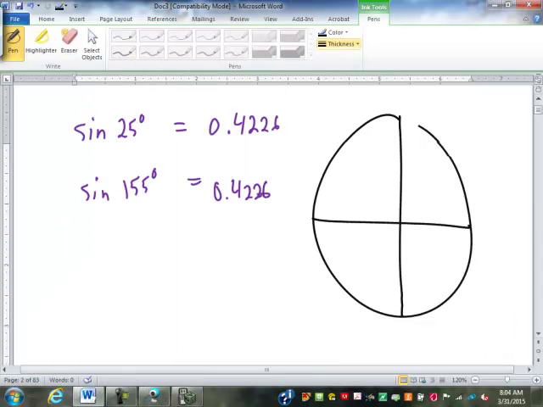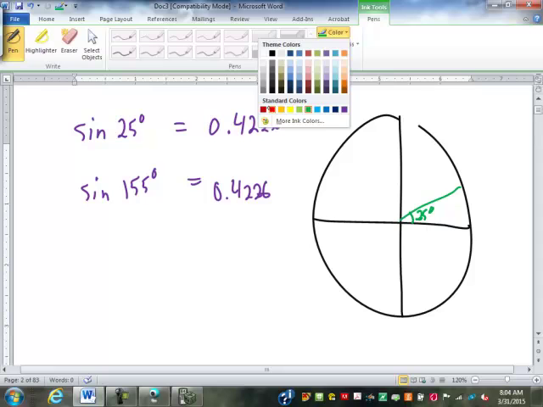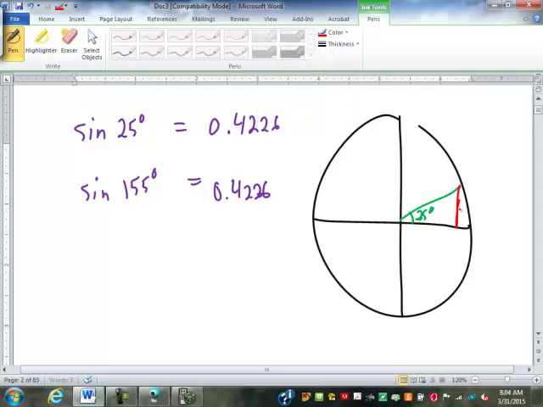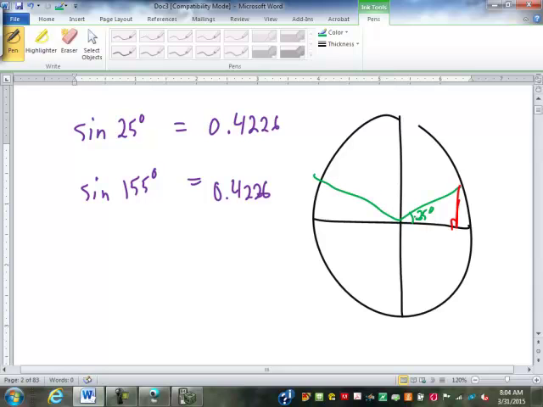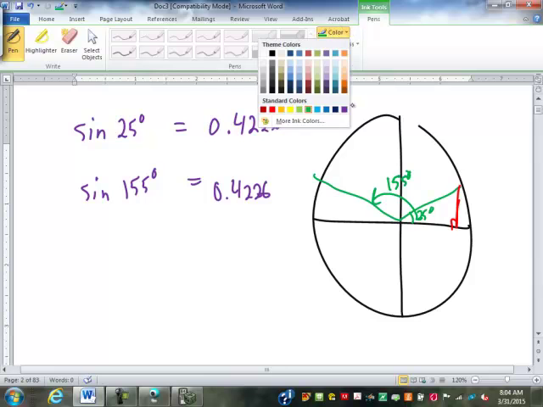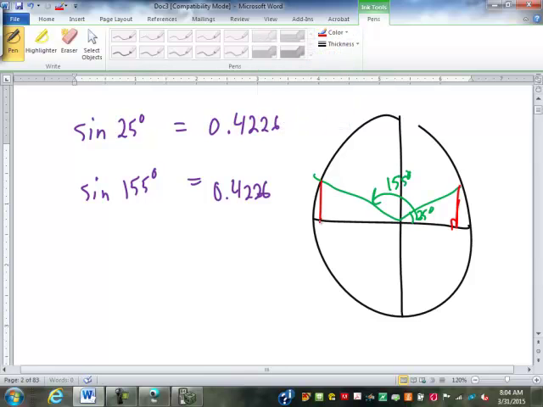Yeah, if we look at our unit circle where these angles come from, here's 25 degrees. Where's its sine? Right there, right? 155 degrees is over here. Its sine is right here. Well, the reason these are the same is, what's this angle? 25 degrees.